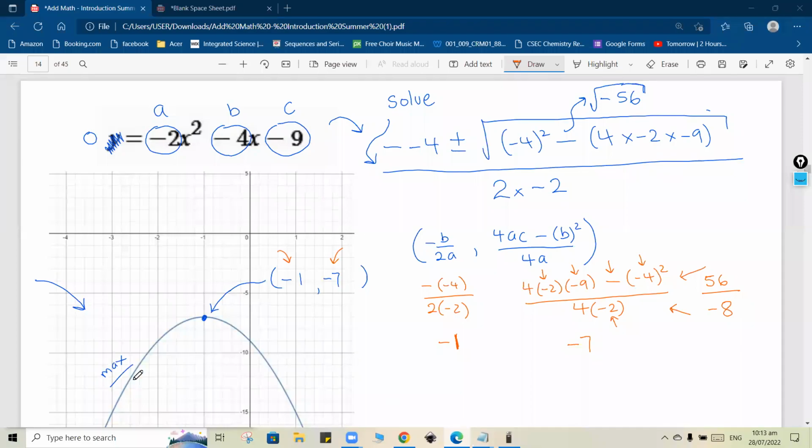This graph is a sad face, and you will notice that the a value is -2. So the a value today is negative, right? Sorry. And whenever the a value is negative, we're supposed to get a sad face, a maximum shape. So my graph does match up to the equation.